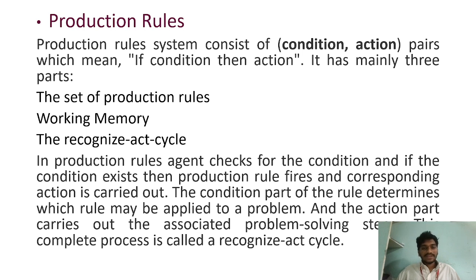In production rules, the agent checks for the condition, and if the condition exists, the production rule fires and the corresponding action is carried out. The condition part of the rule determines which rule may be applied to a problem, and then the action part carries out the associated problem-solving steps. This complete process is called the recognize-act cycle.